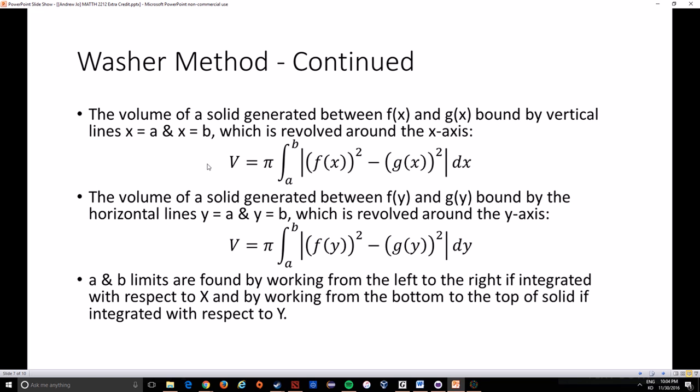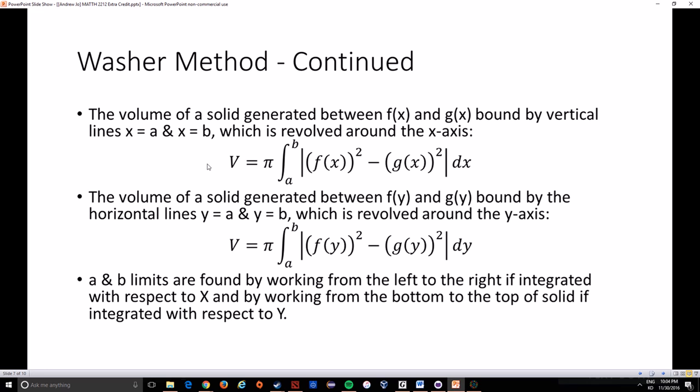The volume of a solid generated between f of x and g of x bound by vertical lines x equals a and x equals b, which is revolved around the x-axis, is pi times the integral of the absolute value of f of x squared minus g of x squared with respect to x with domain a to b.